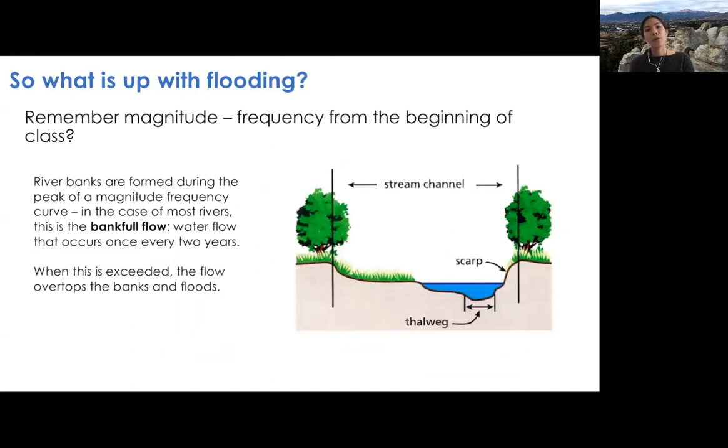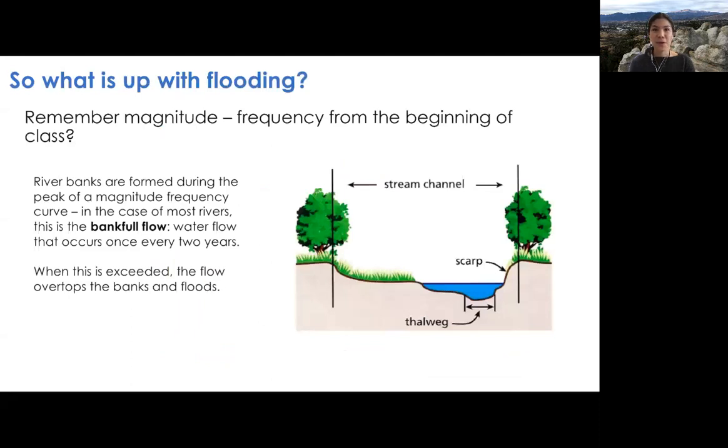All right, so if we're perfectly graded and perfectly balanced, why on earth do we get flooding? That kind of doesn't fit with our perfect balance situation. So what's up with flooding? Flooding is going to be a product of that magnitude frequency balance, which we mentioned earlier.